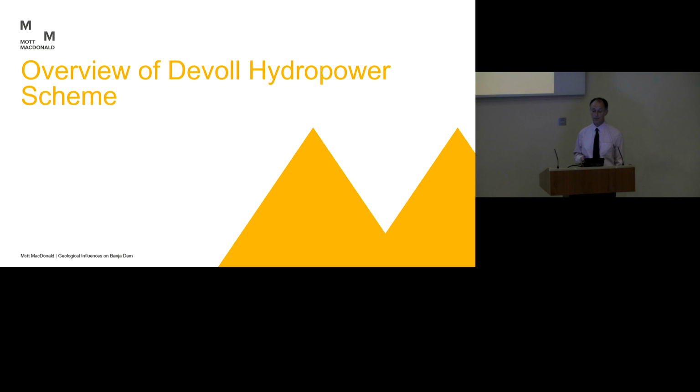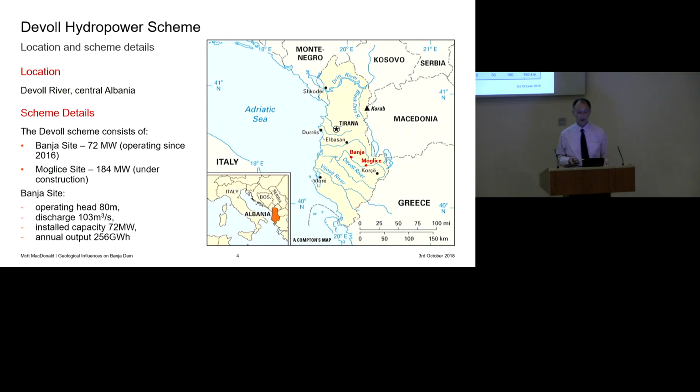Okay, so just a quick overview of the scheme. The location is in southern central Albania. As you can see on the slide, it's the Devol River. The Devol hydropower scheme consists of two sites, really. One is the Banja site, a 72 megawatt hydropower dam, which has been operating since 2016. And the second is the Maglica site, which is some kilometres upstream, which is a much larger dam. It's about a 165 metre high dam, and that's still under construction.